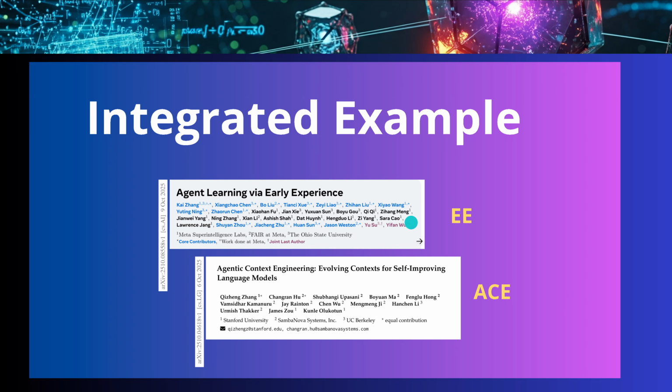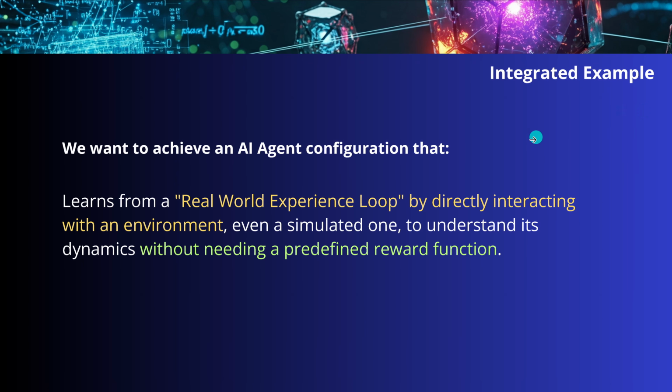Since the technical terms in those papers are not one-to-one mapping, I don't want to jump into a technical term discussion. I just want to give you an example. I want to show you how easy it is if you understand the core principle. So let's start with a simple example where we integrate both papers. So we are looking now for an AI agent configuration where we have an agent that is in contact with the real world. So we have a real world experience loop by directly interacting with any environment, even a simulated one, never mind, to understand now the dynamic of this without needing a predefined reward function.